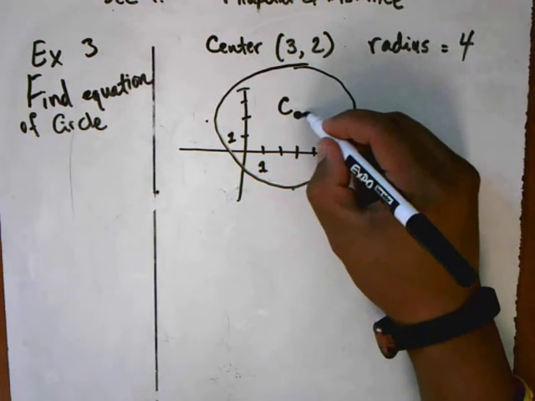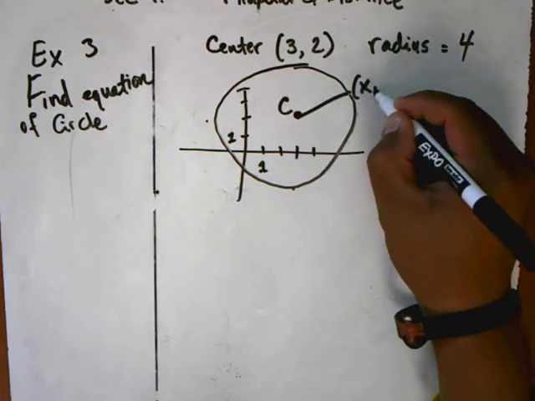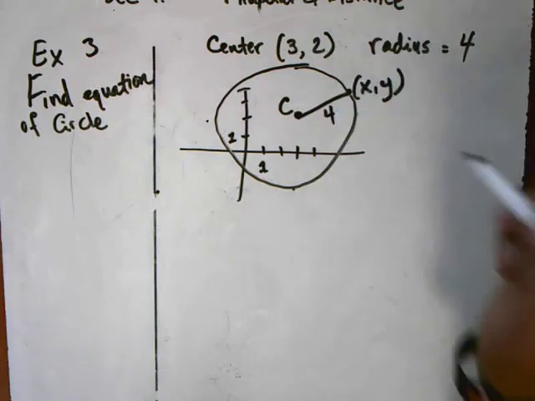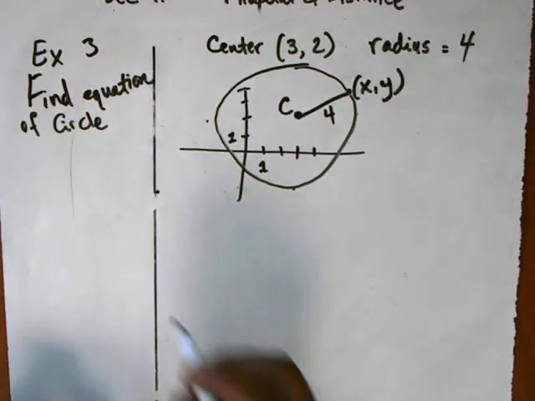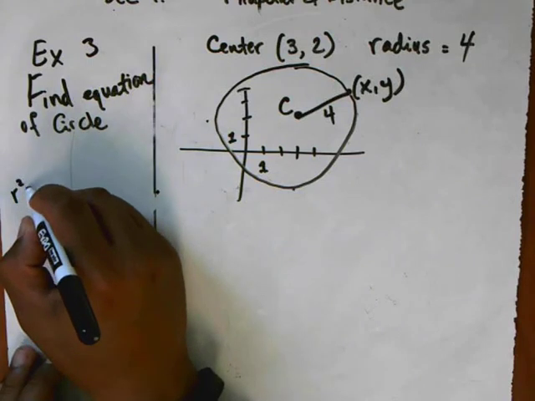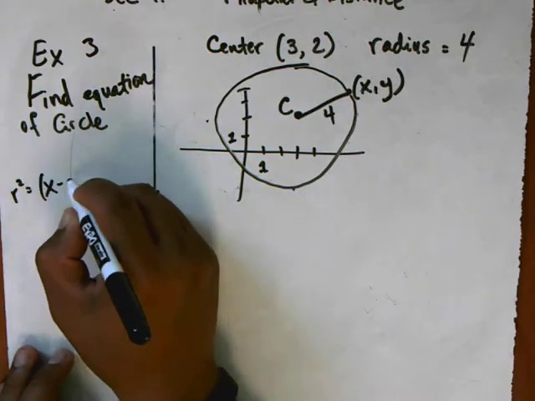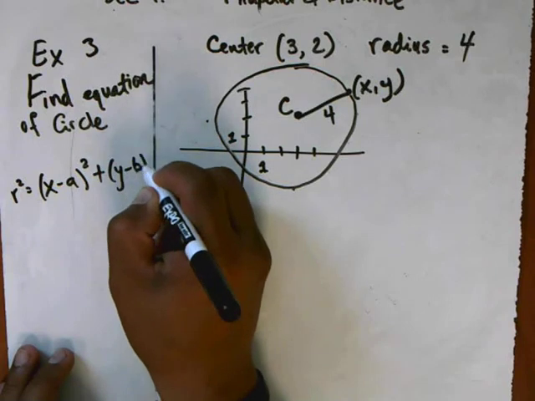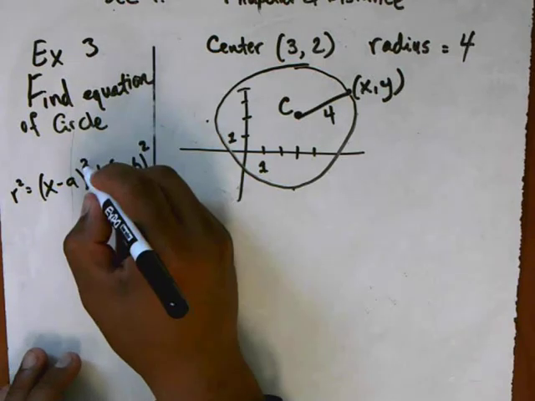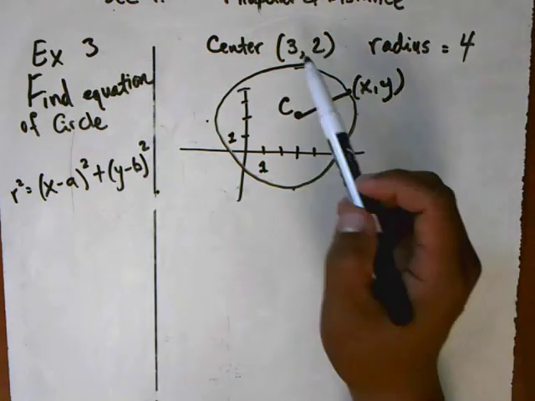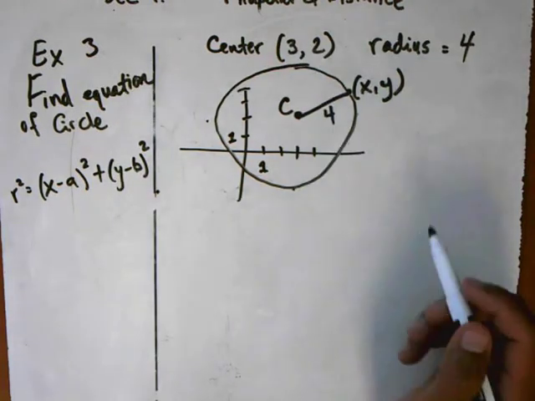Okay. So in other words, for every point (x, y) on the circle, this distance here is always 4. Well, we can apply the equation of a circle. Let me remind you over here. It's r squared equals (x minus a) squared plus (y minus b) squared. Keep in mind that a and b are the coordinates of the center. In this case, the coordinates are 3 and 2.